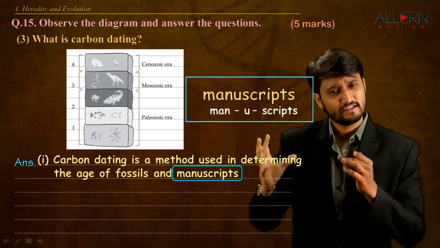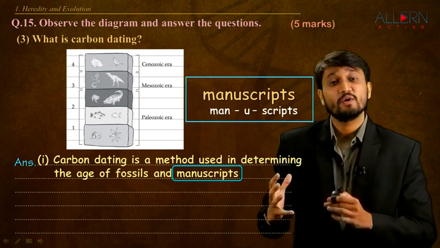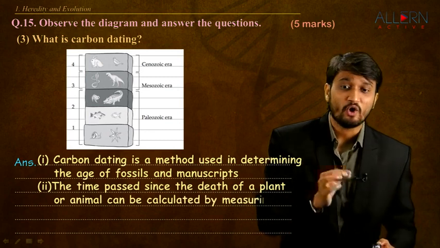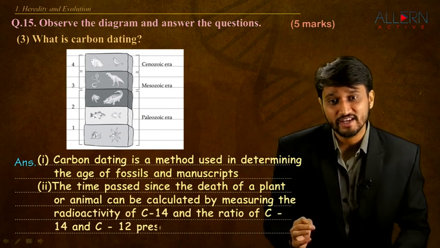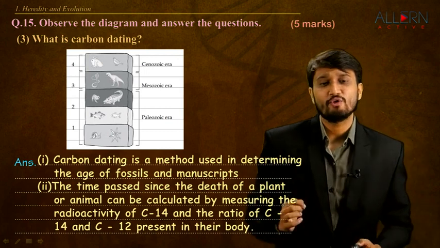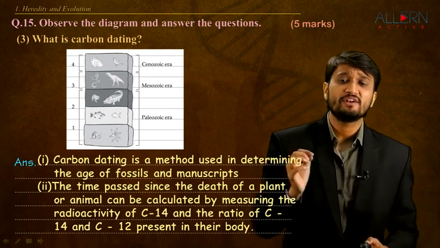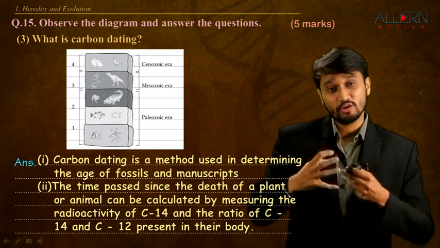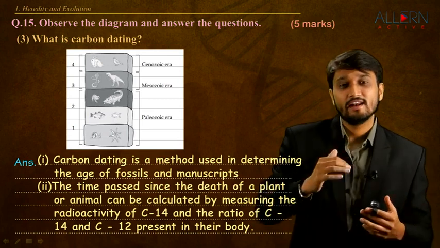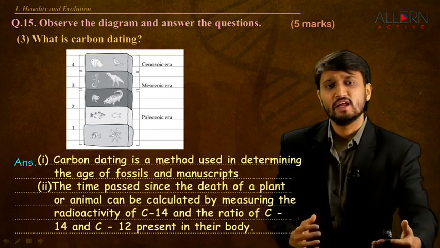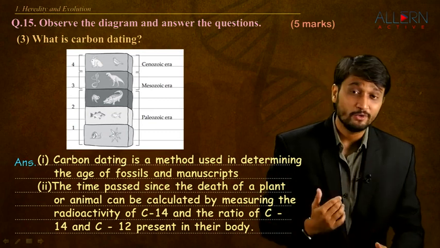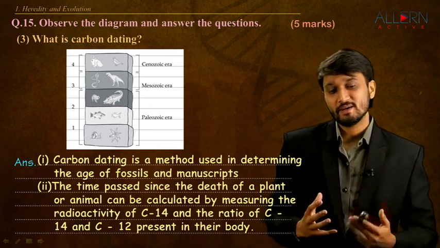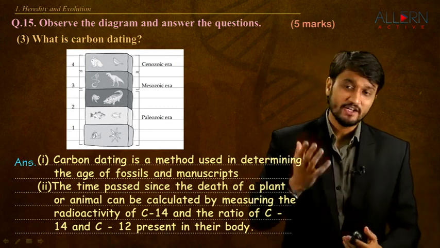Okay, and as I already told you, carbon 14 and carbon 12 is what we write about in the next point. So the time passed since the death of a plant or an animal can be calculated by measuring the radioactivity of carbon 14 and the ratio of carbon 14 and carbon 12 present in the body. So because carbon 14 is radioactive, more the radioactivity, younger the fossil, less the radioactivity, older the fossil. There's an alternative method also, which I already told you, would be to figure out the ratio of carbon 14 is to carbon 12. With time, the ratio goes on decreasing, right? So that's your answer.